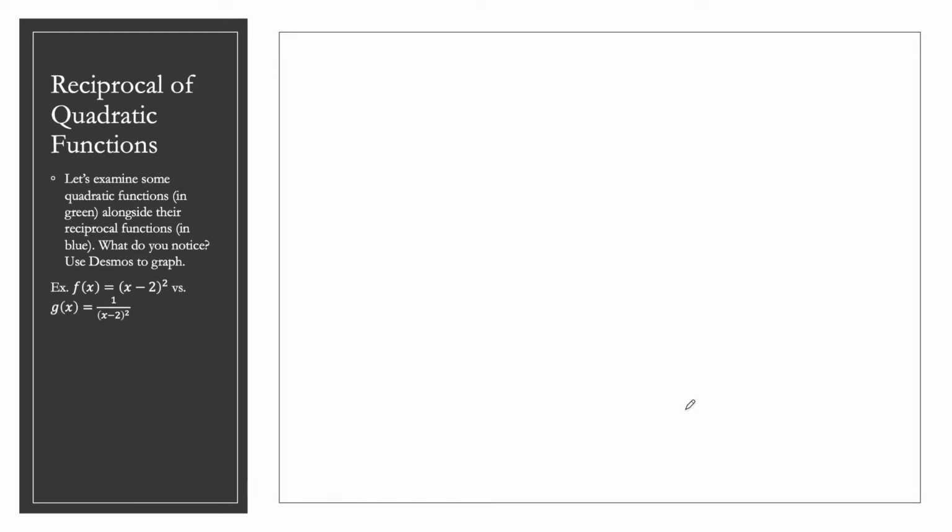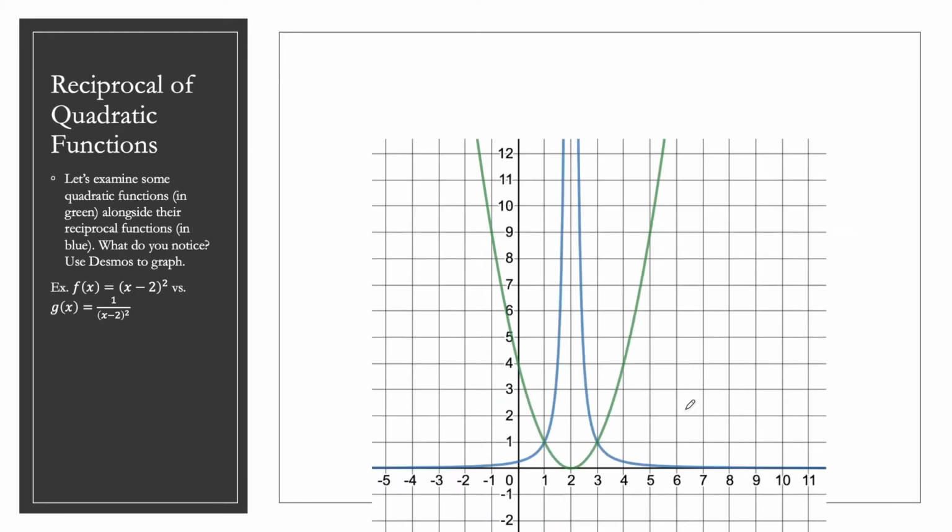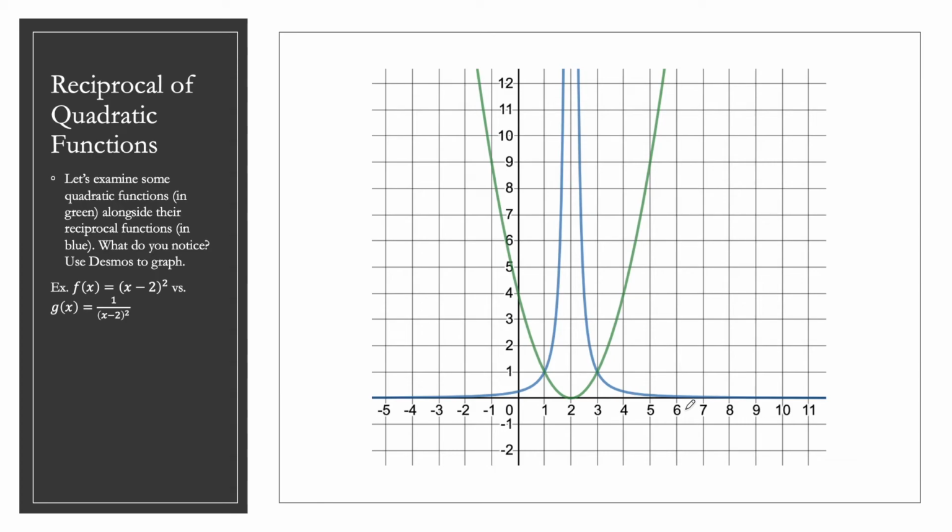So the first two we will compare is f(x) = (x - 2)² versus 1 over (x - 2)². So here are the two graphs. So what do we notice? Well, the first easy observation, I hope, is that the zero of the quadratic function becomes the vertical asymptote of the reciprocal function, which is very similar to what we already saw.